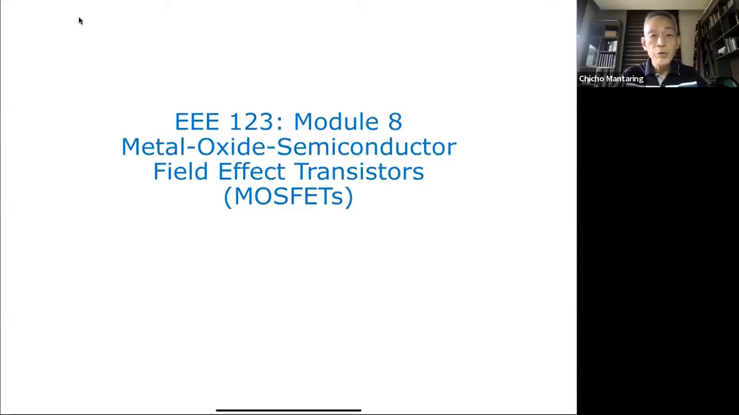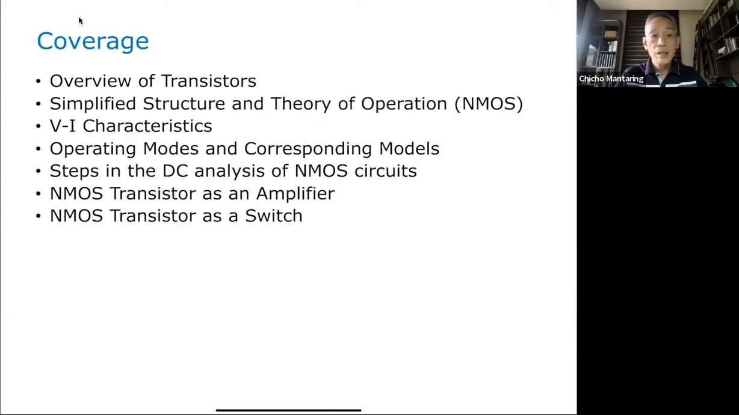Okay, so today we're going to start on a new topic, and this is MOS transistors. MOS stands for metal oxide semiconductor. MOS transistors are field effect transistors, so we also call them MOSFETs. This is what I intend to cover in the next two meetings, that's today and on Thursday.